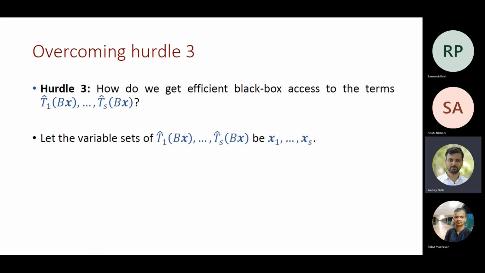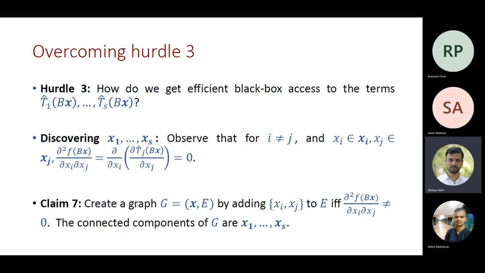Recall that the third hurdle was how do we obtain efficient black box access to the terms of F of Bx, that is, T1 hat Bx to Ts hat Bx. Now let the variable sets of these terms be x1 to xs respectively. The first task is to find what x1 to xs are. And here's how we do it.